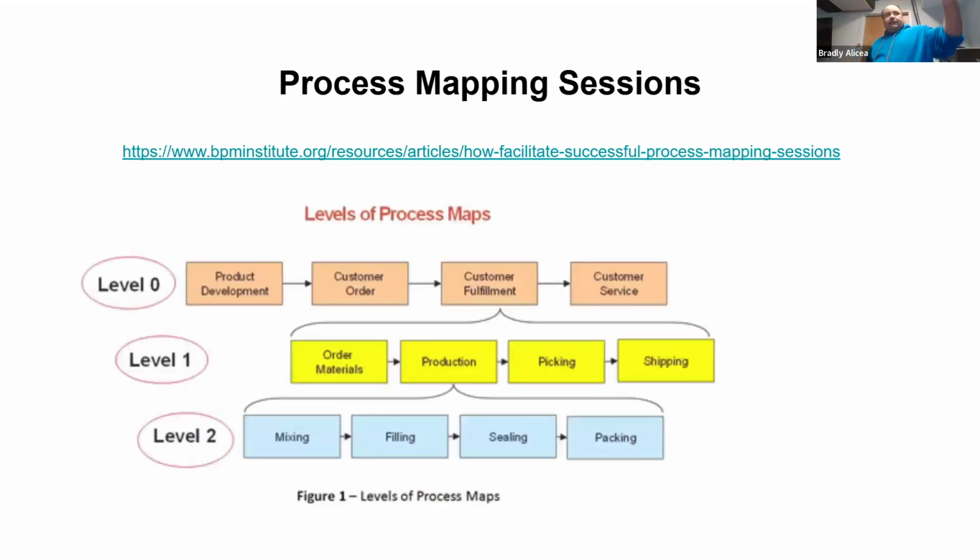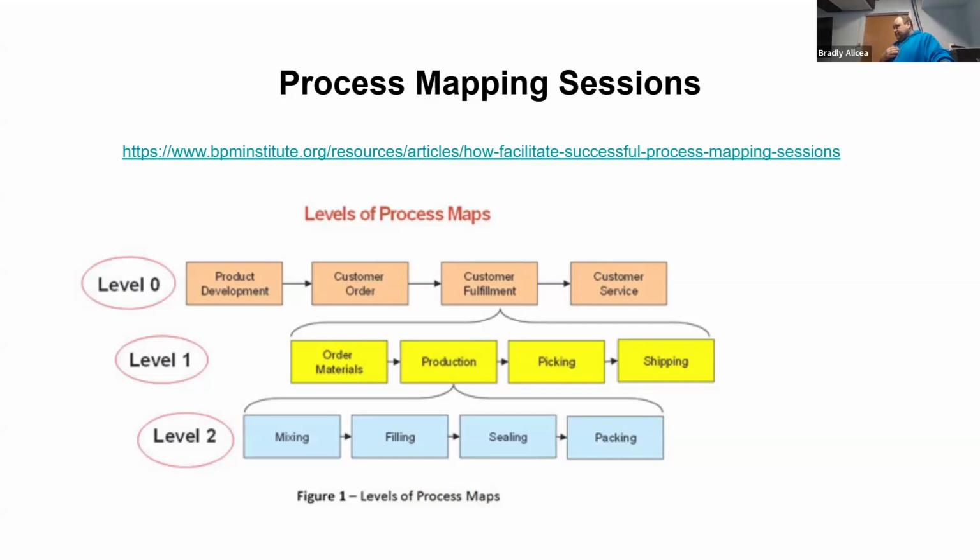So this is an example of a process map where you have different levels. So in this organization, they do product development, customer ordering, customer fulfillment, customer service. That's level 0. That just defines kind of what they do. Maybe it ships them. Then level 1 is where you take each of these boxes in level 0, break them out into their own process. So customer fulfillment is order materials, production, picking, shipping.